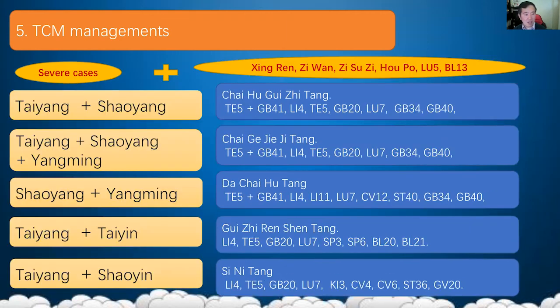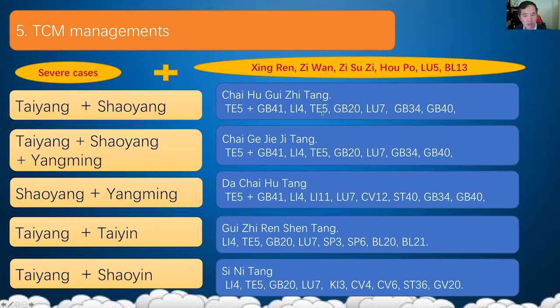Very interesting. But the most interesting is that in severe cases, the treatment is again different. If it is Taiyang, we only treat the Taiyang. But at the stage of severe cases, there is usually a mixture of two channels, for example Taiyang and Shaoyang. If we only treat Taiyang without caring for the Shaoyang, it's not complete. Or if we only care for the Shaoyang without Taiyang, it's not complete. Therefore, Shang Han Lun has told us that we have to use Cai Hu Gui Zhi Tang, because this formula cares about Taiyang and Shaoyang at the same moment.